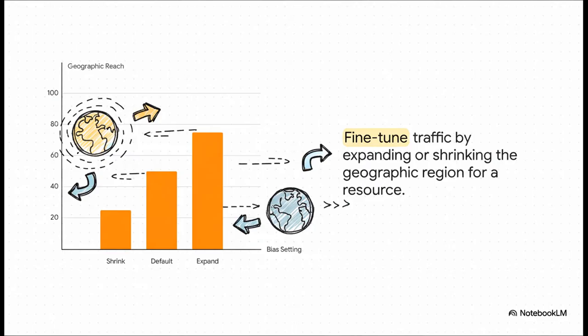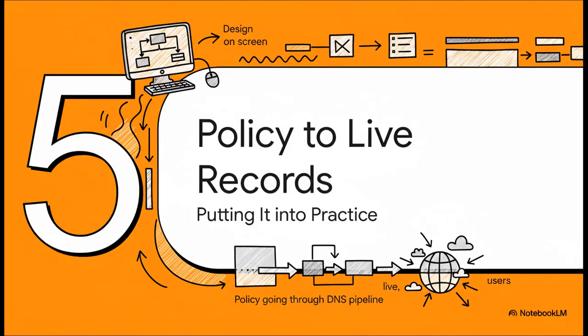But wait, it gets even better than that. You can fine-tune this whole thing with a simple setting called bias. So let's say you want to send a bit more traffic to one of your resources. Easy. Just give it a positive bias, any number from 1 to 99, and that expands its geographic reach. Want to send less traffic somewhere? Use a negative bias. You're basically doing really sophisticated traffic shaping with just one simple number. It's awesome.